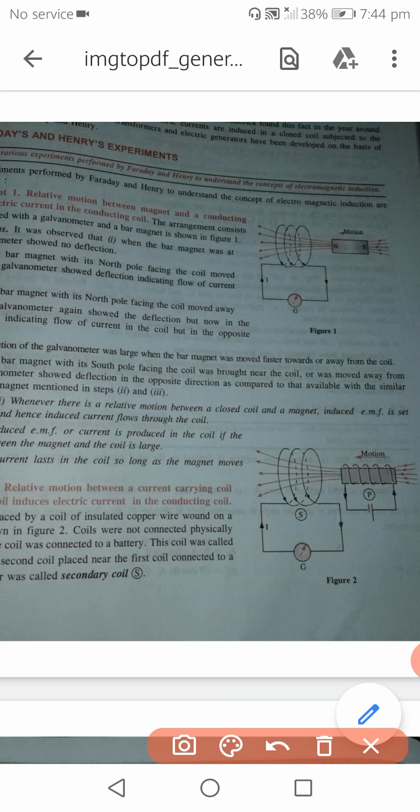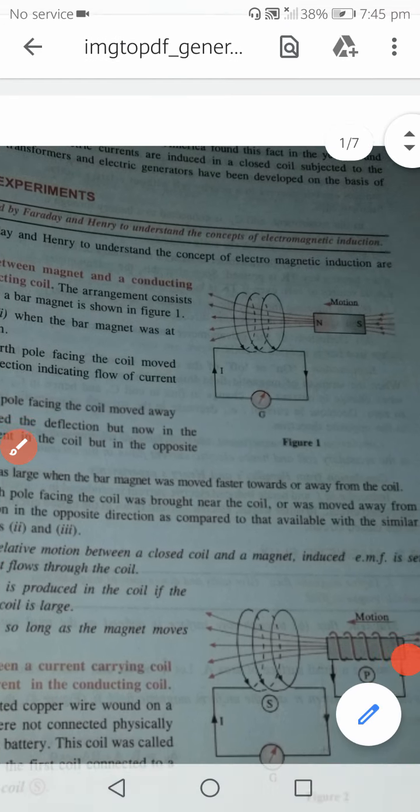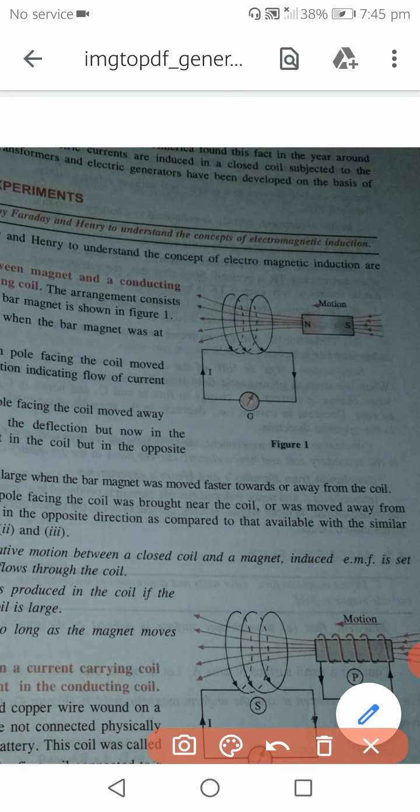Suppose this magnet, initially when it was at rest, this galvanometer was showing no deflection. And we know that if the galvanometer does not show any deflection, it means there is no current in the circuit. In which circuit? In the circuit where the galvanometer is connected. So that means this whole circuit. Now what happened is, when this magnet starts approaching, or when the magnet is brought near this coil, the galvanometer shows deflection.